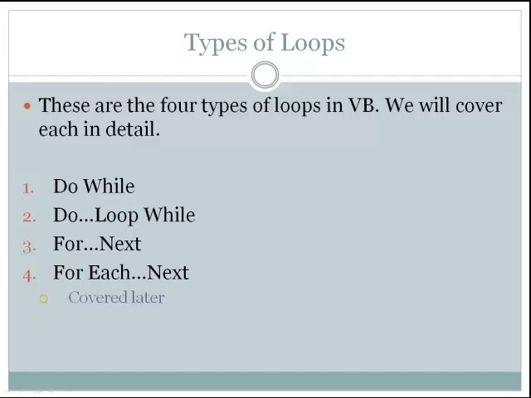There are four different types of loops that we're going to talk about. The first one is the do-while loop. The second one is the do loop while. The next one is the for next. And then at a later time, we're going to talk about the for each next loop.